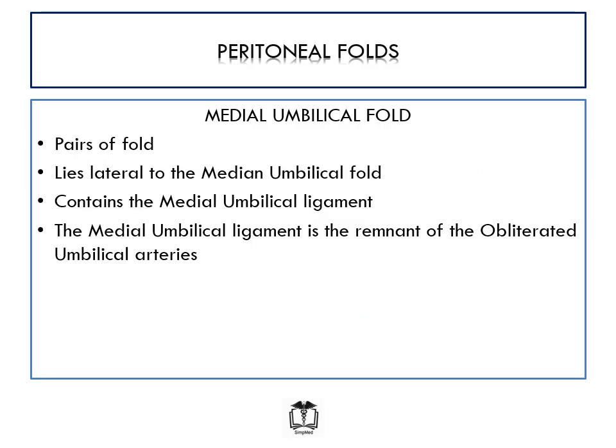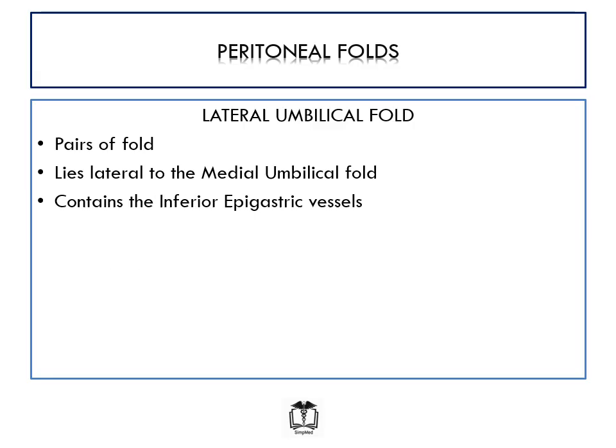For the medial umbilical fold, these are pairs of folds to the right and to the left. They are located lateral to the median umbilical fold, and this fold is formed by the presence of the medial umbilical ligament. Now, the medial umbilical ligament is the remnant of the obliterated umbilical arteries, and that's what is giving rise to the fold. Finally, we have the lateral umbilical fold. These are also pairs of folds on the right and the left side. They lie lateral to the medial umbilical fold, and these are folds formed by the presence of the inferior epigastric artery, as you would see in the next slide.